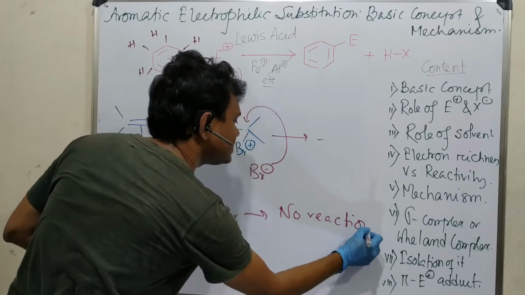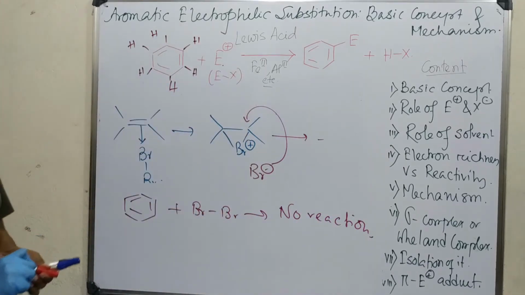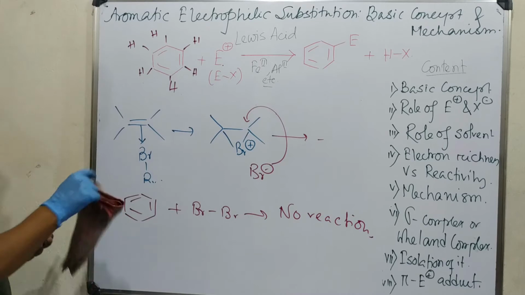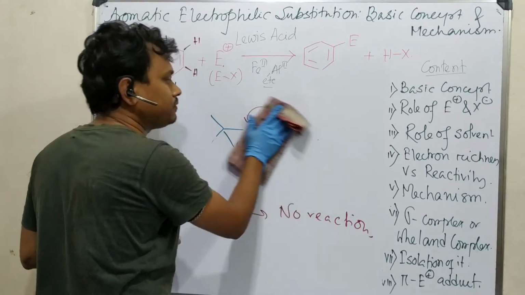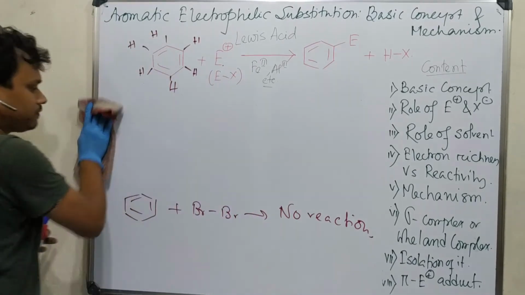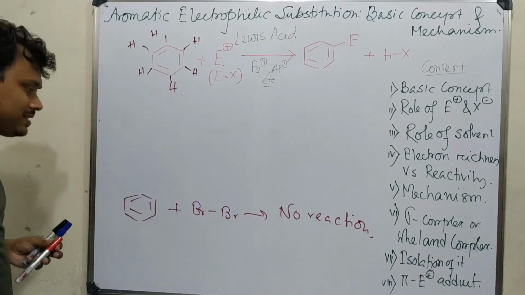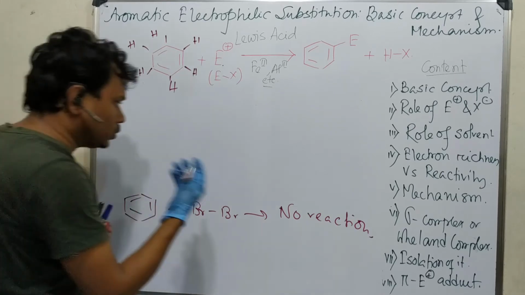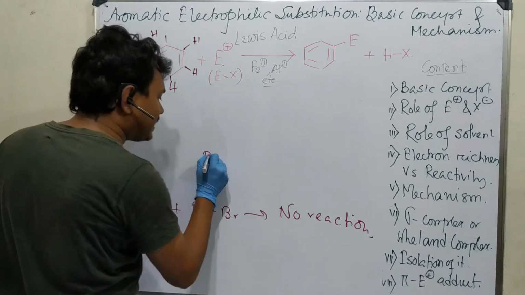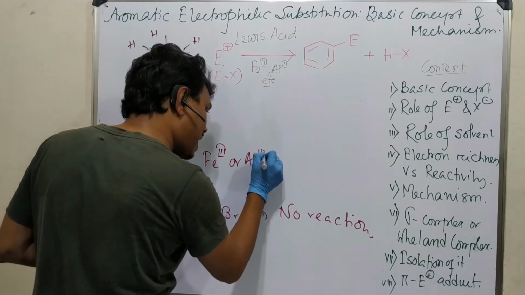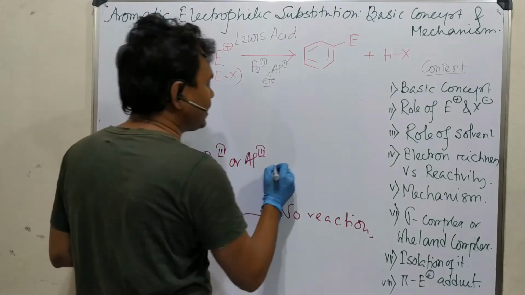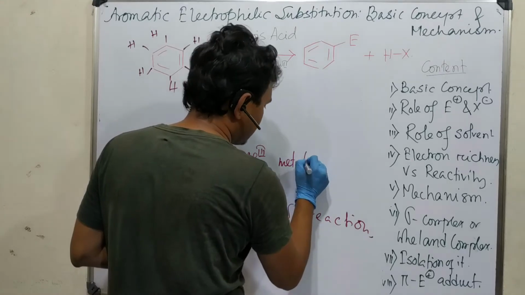No reaction. So this is the actual difference between the alkene and the aromatic, meaning benzene. You will find a good explanation of the basic concept in the previous video. Fine, so no reaction. But how to execute this reaction? You can add iron 3 plus or aluminium 3 plus or another Lewis acid. You can even use metallic iron.